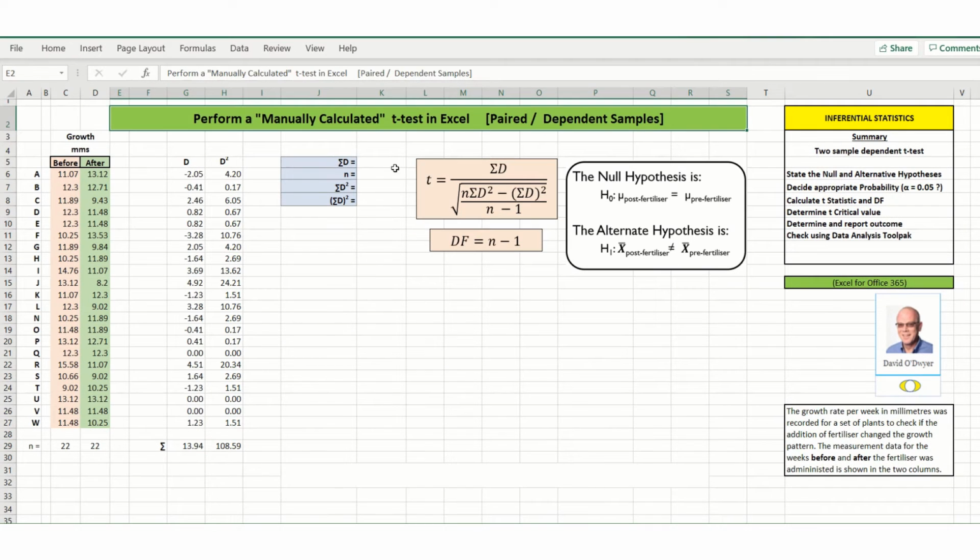So the first set are here. So we want first of all sigma d, and that's equal to this value down here. We can press return, and then n we have already calculated. We can say equals this value here. Sigma d squared equals this value here, and then sigma d overall and then squared equals this value here to the power of 2. And we could then go on to look at the next set of calculations we need to perform.